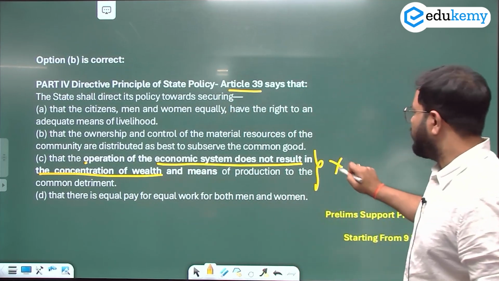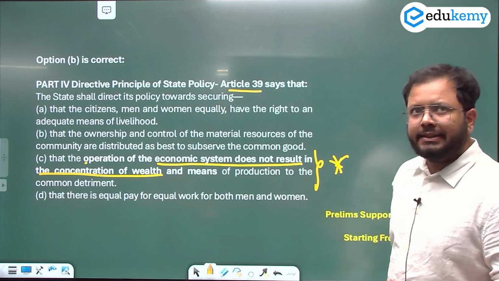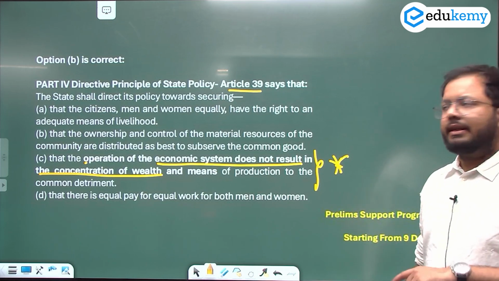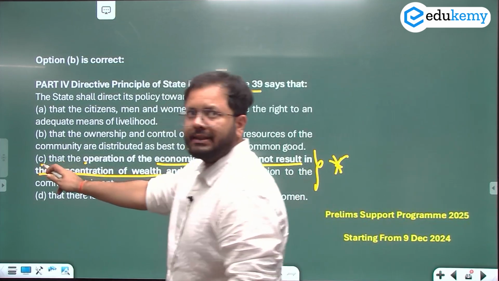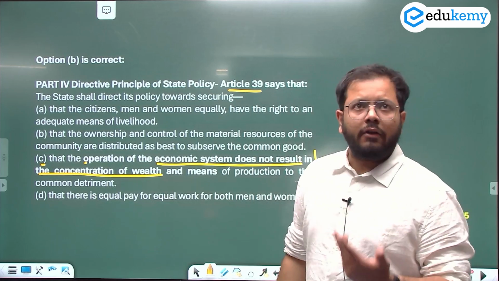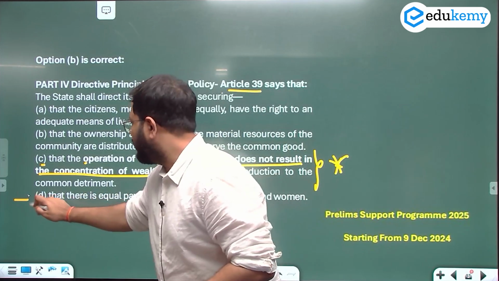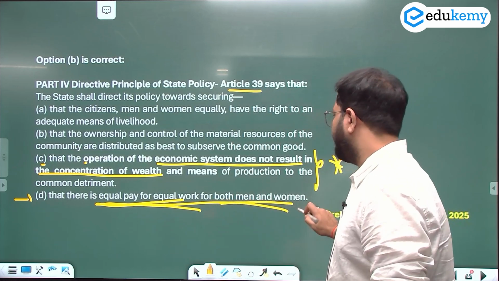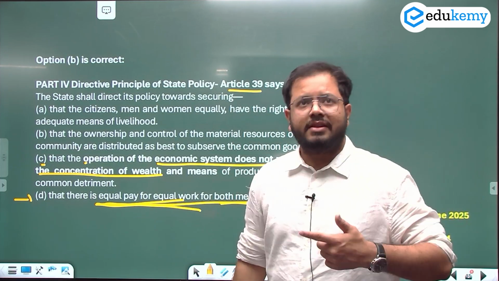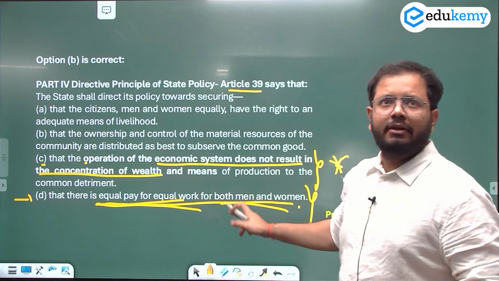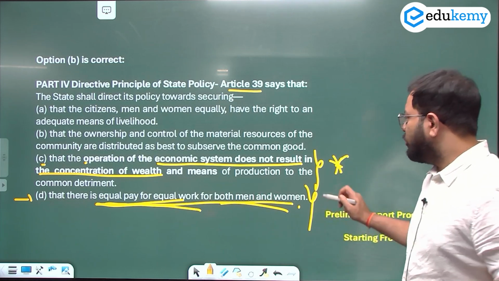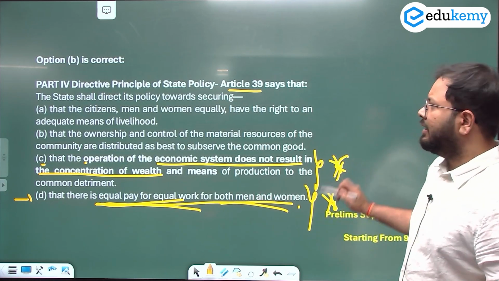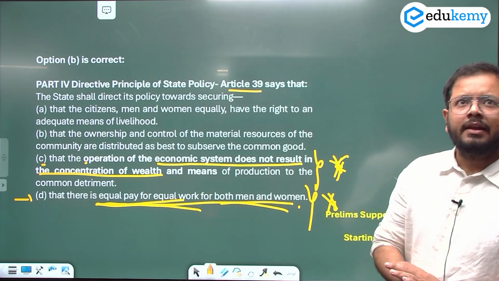Now UPSC also focuses on Article 39. It was at Article 39 subclause C. Another UPSC favorite is Article 39 subclause D, that there should be equal pay for equal work for both men and women. The state shall strive for that. Equal pay for equal work for both men and women. This is also a UPSC favorite. Just know this. Let's move forward.